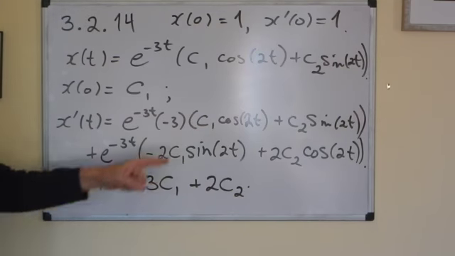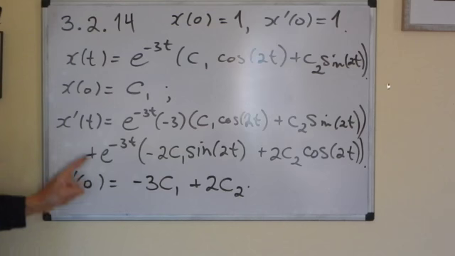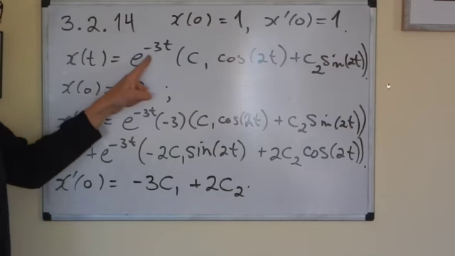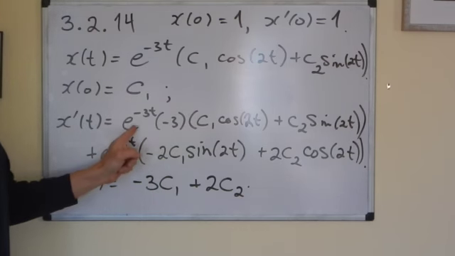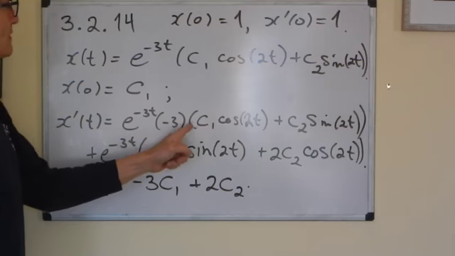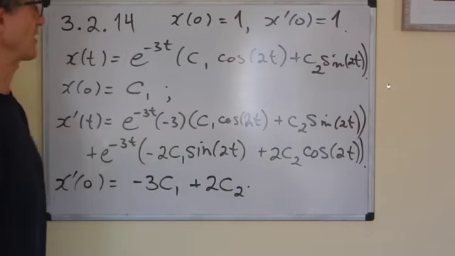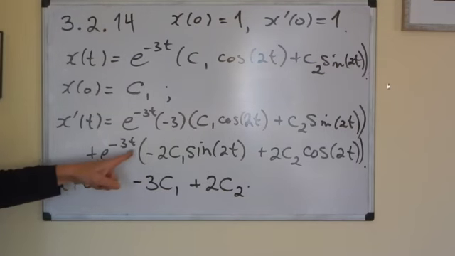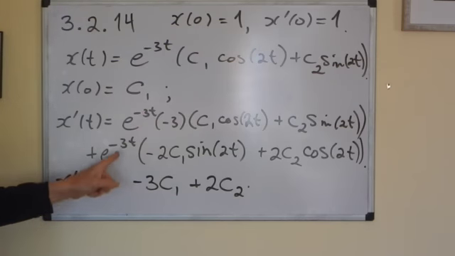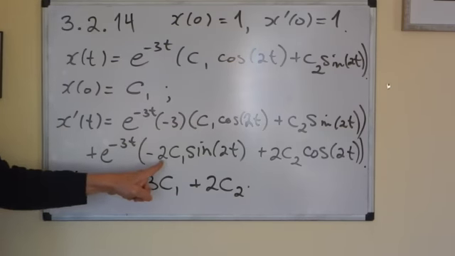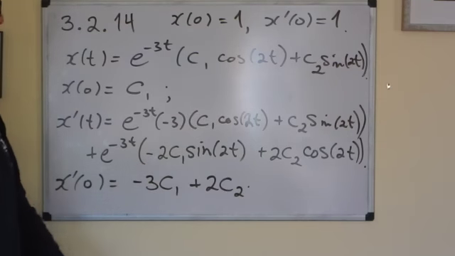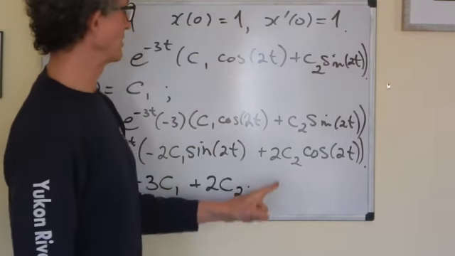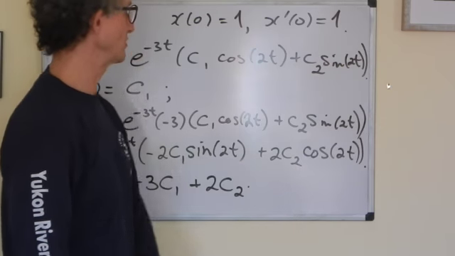And to calculate x prime at 0, I have to first calculate x prime. So the derivative falls on a product. When the derivative falls on the exponential, I have the exponential again times minus 3 times the second factor. And then when the derivative falls on the second factor, I have the original exponential, and then the derivative of cosine 2t is minus 2 sine 2t. The derivative of sine 2t is plus 2 cosine 2t.